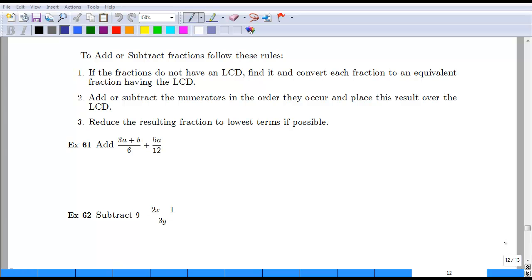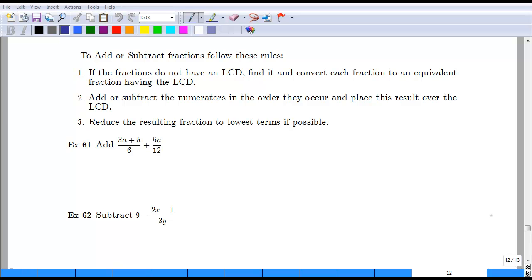This video will conclude section 5.6 and chapter 5, and we will talk about how to use the least common denominator that you found in the previous video to add and subtract algebraic fractions. Now, to add or subtract fractions, we do the same thing that we learned before on adding fractions. Just because they're an algebraic fraction doesn't change anything.